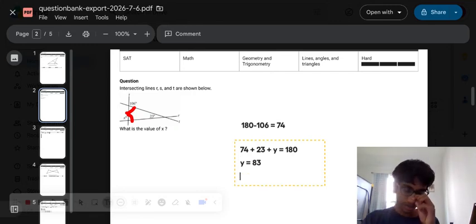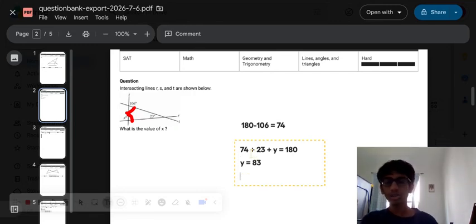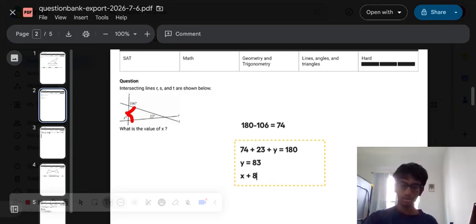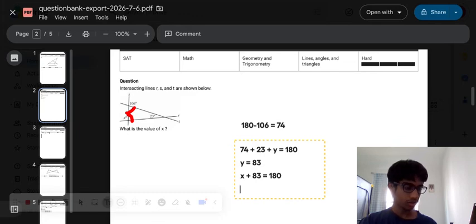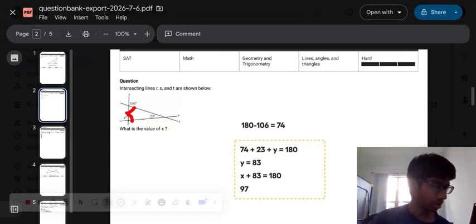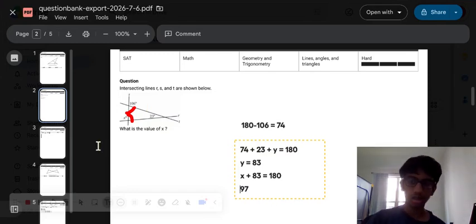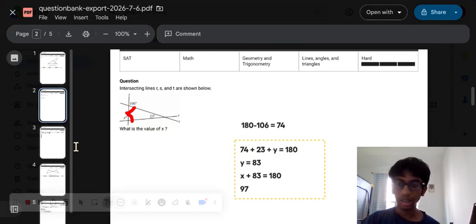Now that we know what Y is, we know that X plus Y has to be equal to 180 degrees since R is also a straight line. So X plus 83 should be equal to 180. Subtracting 83 from both sides, we get a value of 97. Oh, wait, one sec, did I do the math wrong? 74 plus 23, 97. Okay, yep, that would be your answer.